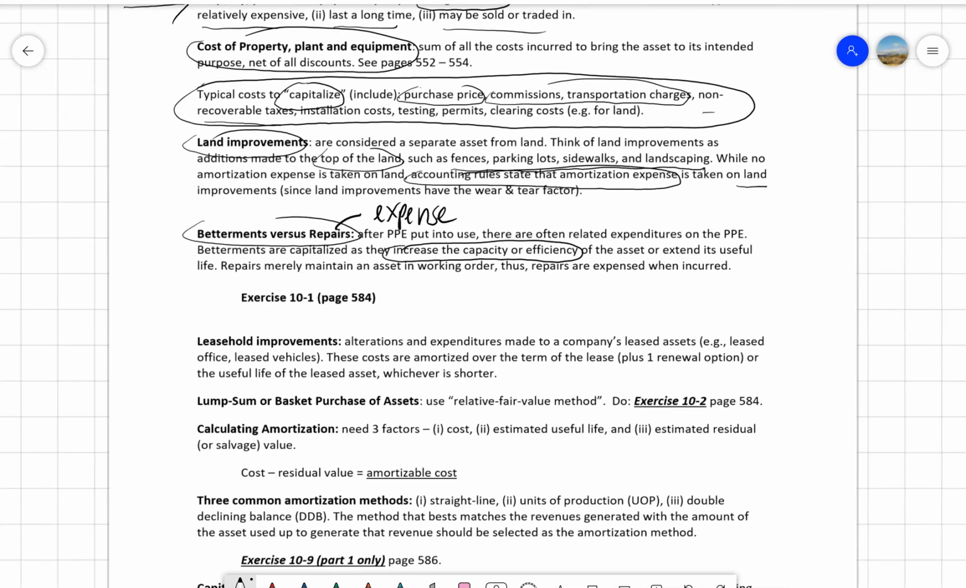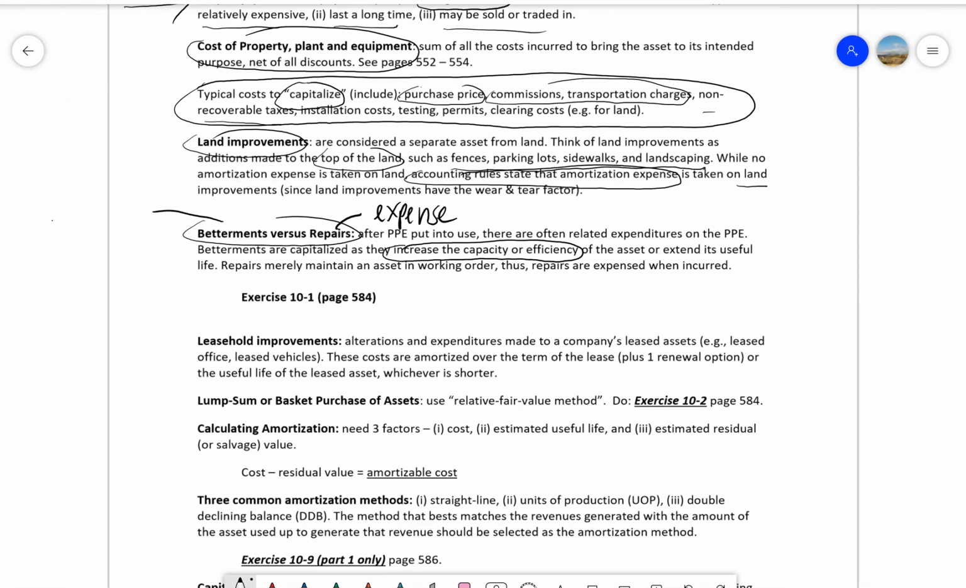And so an example of a betterment would be maybe we rebuild the engine. So we have a car, we've had it for a few years, and then we pay, let's say, $5,000 to rebuild the entire engine. That's going to likely increase the useful life of the car. And so the amount of that cost to rebuild the engine, we would capitalize it, add it to the cost of the car rather than expense it.